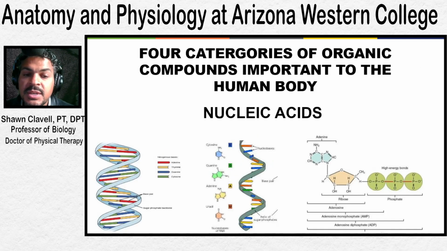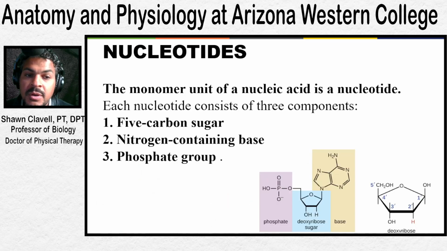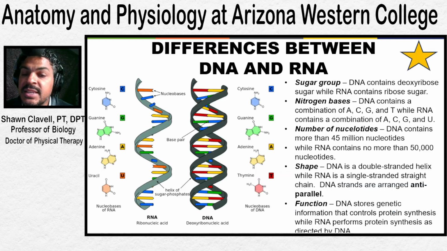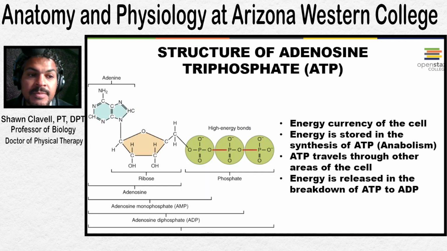So that wraps up our section on organic molecules. And as we finish talking about nucleic acids, remember DNA, RNA, and ATP. Remember that the primary structure of our nucleic acids is the nucleotide. It contains, let's start with the 5 carbon sugar, a nitrogenous containing base, and a phosphate group. It'll be important to identify the differences between DNA and RNA, as well as the structure of ATP.